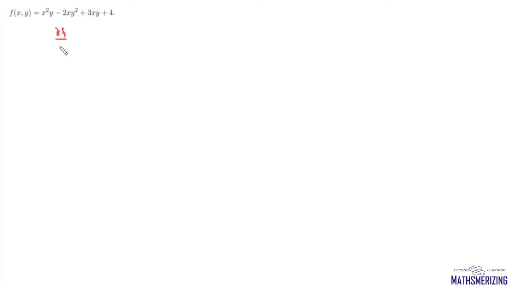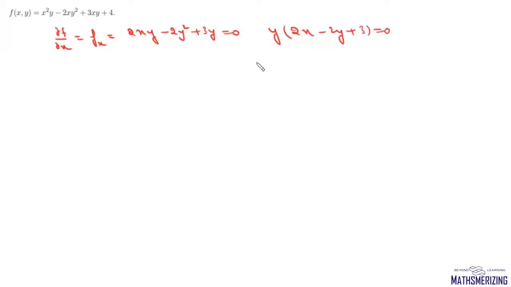So ∂f/∂x, which we also write as fx, will be 2xy − 2y² + 3y = 0. So we'll take y common and we'll get y(2x − 2y + 3) = 0. So from this first condition, we'll get either y = 0 or x − y = −3/2.